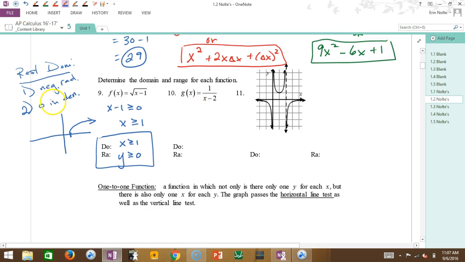Okay. All right, for number 10, domain. Okay, well, do I have a restriction? Is there a radical involved? No, but we have a denominator with an x. So what is the one value that makes this function undefined? Hopefully you just said 2. Okay, so we would say the x cannot be 2. So domain is strictly x can't be 2.